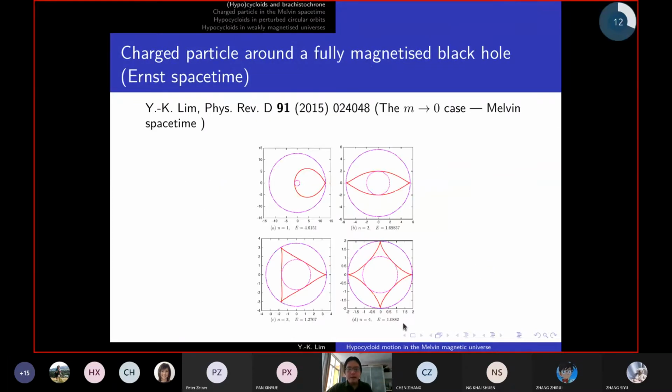The one I was mentioning: I read John Baez's Twitter, and it reminded me of something from when I was working on this paper. I was solving a problem about the fully magnetized black hole, the Ernst space-time, but in one section, I focused on a case where m equals 0. So there's no black hole in this space-time, just a magnetic field. So it's the Melvin universe actually, right? But it's just one short section, and I was simply looking for orbits with sharp corners.